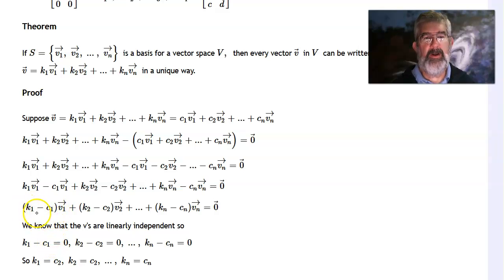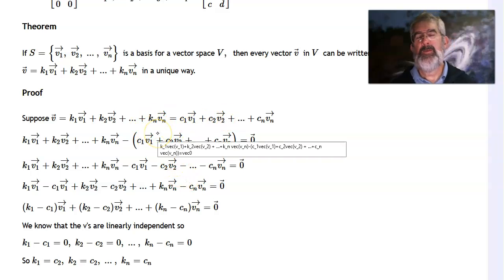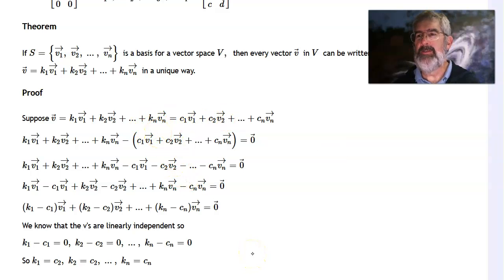If K1 minus C1 is equal to 0 and K2 minus C2 is equal to 0 and so on, then you must have K1 equals C1. There's a typo there. K1 equals C1, K2 equals C2, and Kn equals Cn, which means that what you thought were 2 different ways of taking linear combinations of the V's are actually the same one. The coefficients over here are the same as the coefficients over there.